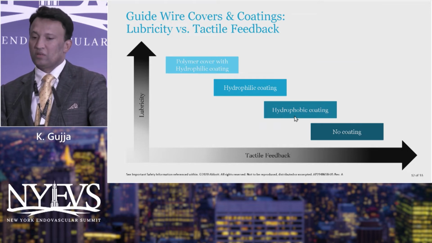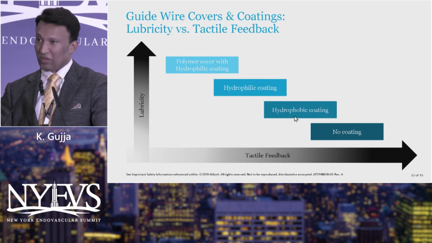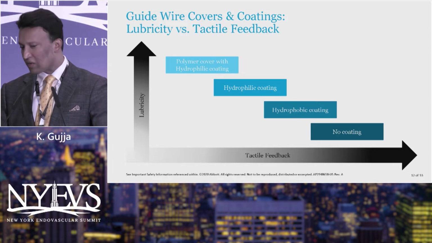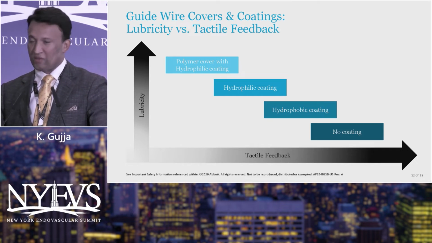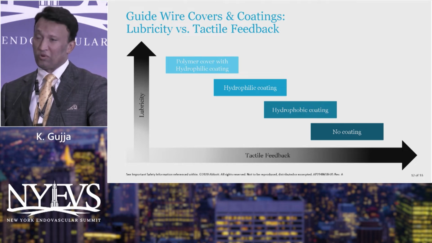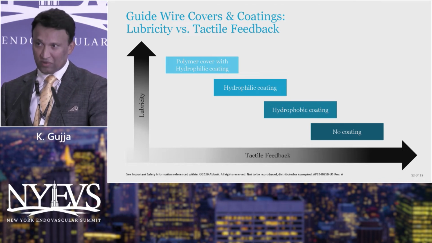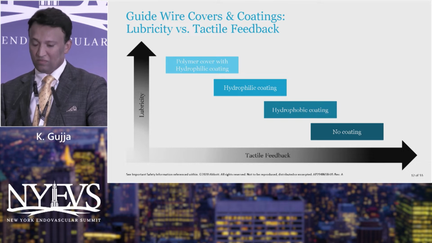How does the lubricity and covering and coating change? Very little, but again, you have to know this point. The more polymer coating you have, the more lubricity, but your tactile feedback is much less. It just goes through and passes through. The more stainless steel, the more non-coated the wires are, the more tactile feedback you get on the vessel.